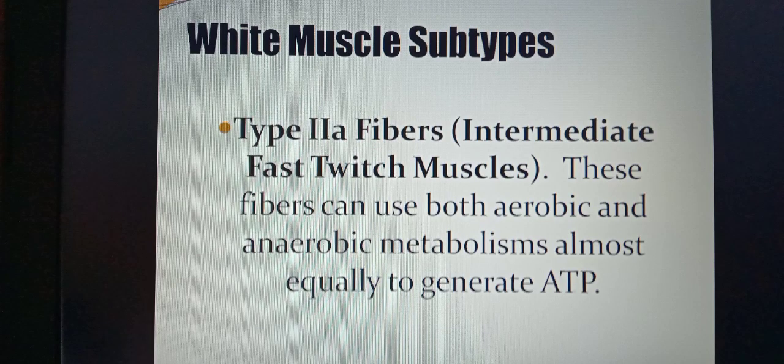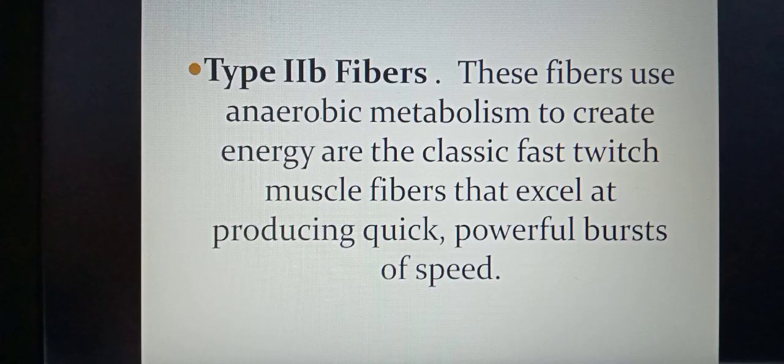For white muscle subtypes, type 2A fibers are the intermediate fast twitch muscles. These fibers can use both aerobic and anaerobic metabolism almost equally to generate ATP. Type 2B fibers use anaerobic metabolism to create energy. These are the basic fast twitch muscle fibers that excel at producing quick, powerful bursts of speed.